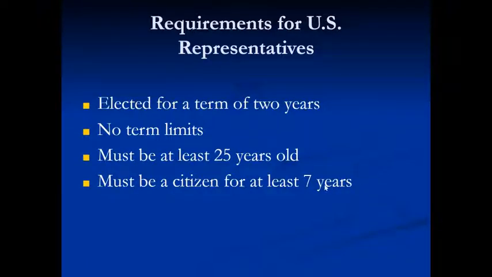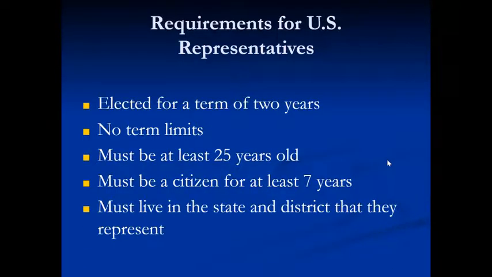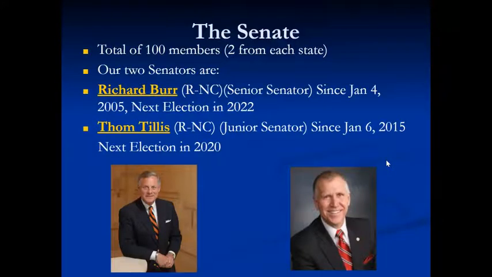If you do the math, you can't be a citizen until you're 18 years old. So we're talking about people wanting to be naturalized. They can't be naturalized any earlier than 18 years old. So 7 years after 18 equals 25. There you go, there's the number. So 25 years old, and they must live in the state and within the district which they represent. They've got to know the people.